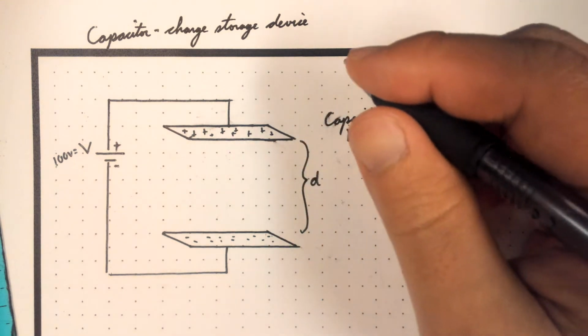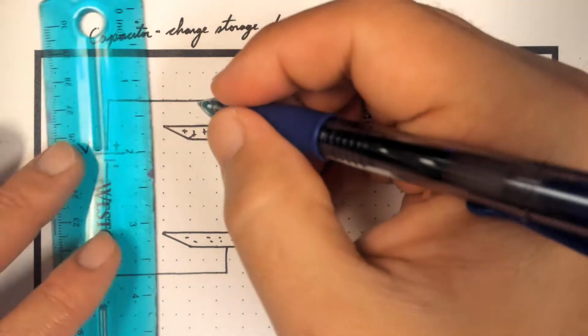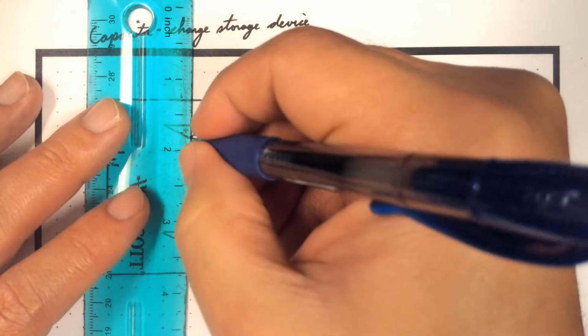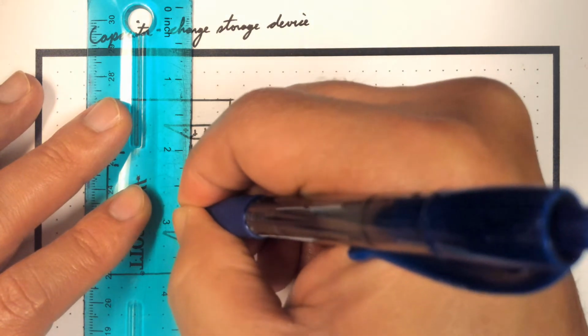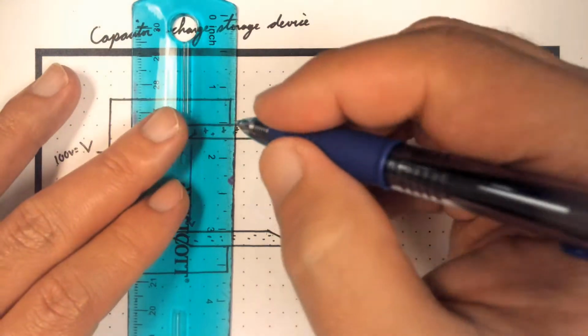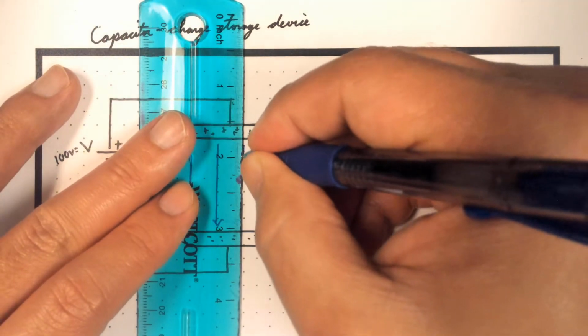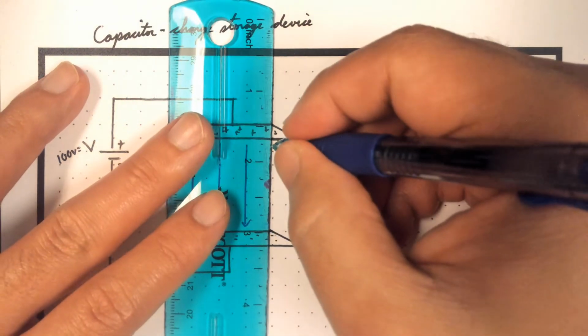And so just a little bit of electrostatics as well as the circuit element that we're going to be talking about. We have positive charges and negative charges. Positive charges will have electric fields pointing away from them. Negative charges will have electric field pointing towards them. And so in between these plates, we're going to have an electric field that points down.